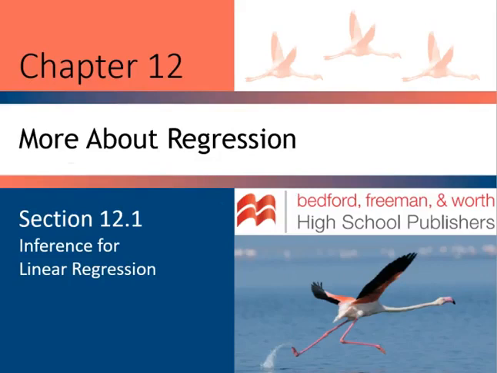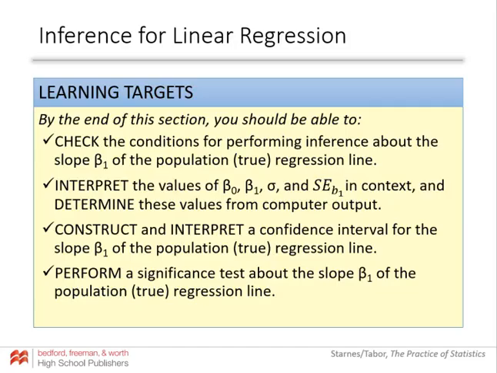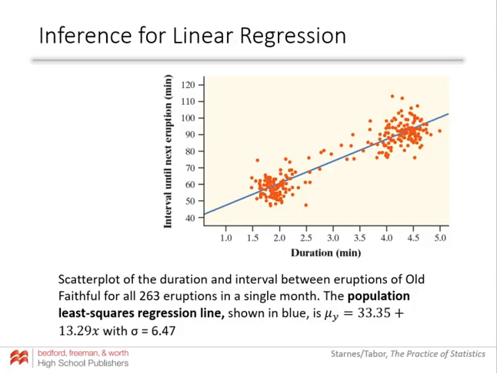Section 12.1, we're going to talk about inference procedures for regression, so confidence intervals and hypothesis testing. Okay, so here we have a scatter plot. The Old Faithful geyser in Yellowstone National Park, they collected data on the duration of the eruption and the time between it. They collected data for all 263 eruptions in a month.